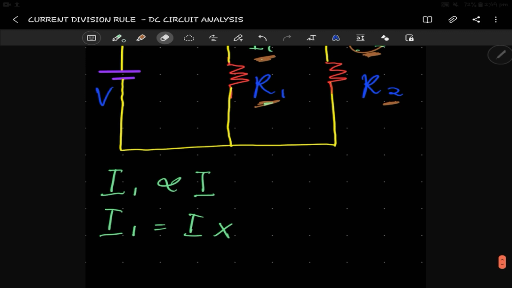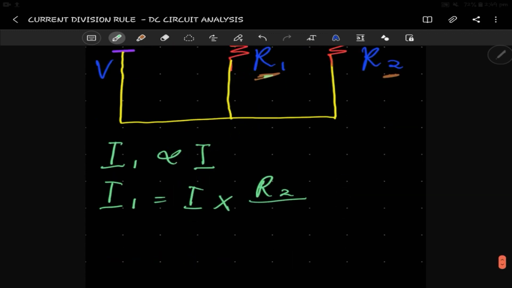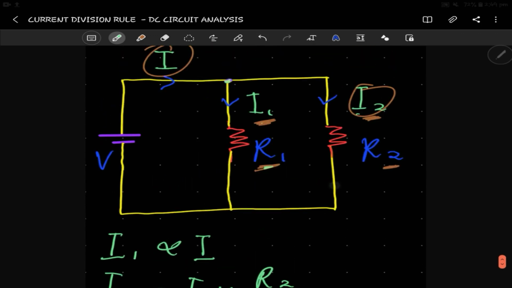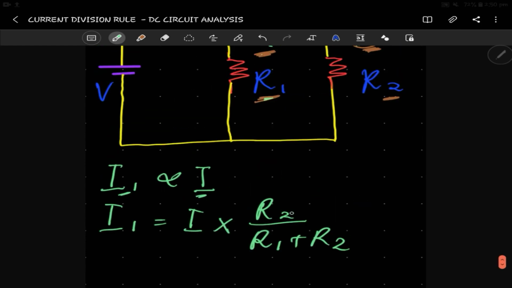So if you're trying to find the current I1, it's basically I times the other resistor. It's a fraction though. So the other resistor, which is R2, over the sum of the resistances, the ones that the main current branches to. In this case, just two resistors, so that's R1 plus R2. So this is the basic relationship. We know I1 is directly proportional to I, but there's a fraction. So I1 is equal to I times R2 over R1 plus R2.